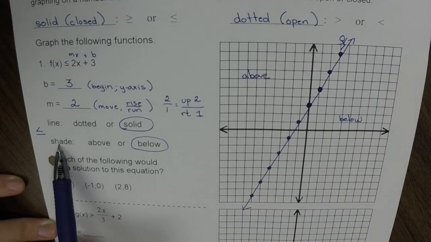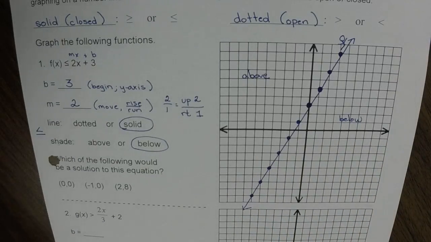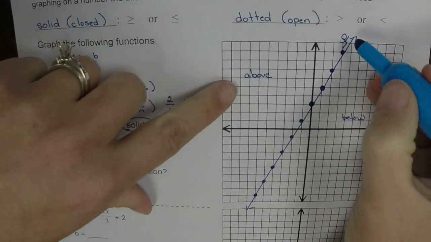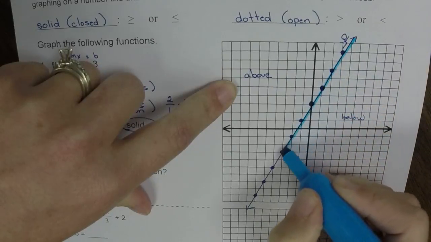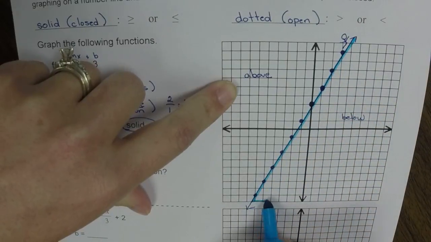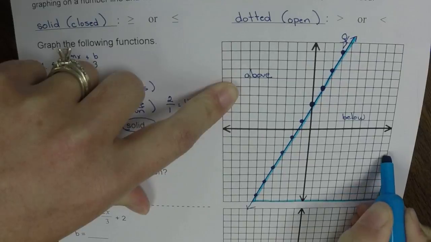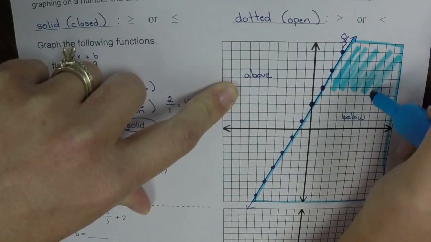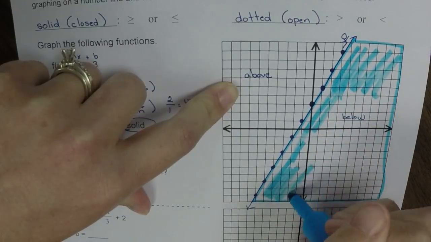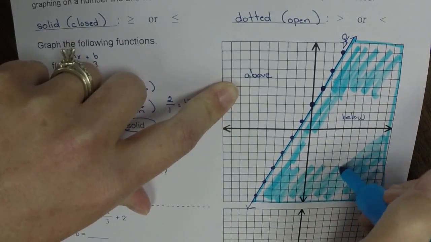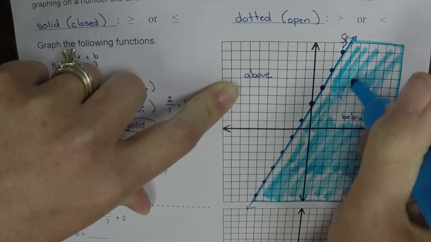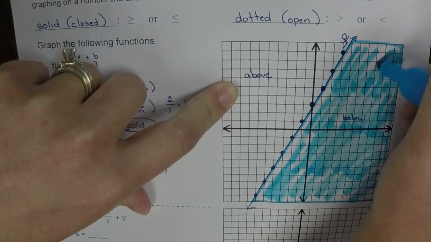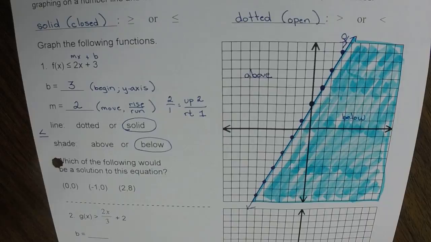I'm supposed to shade below. I would suggest a highlighter just because it's the easiest way to shade. You could go down your line since it's solid and then come across for the rest of your graph, and then all of this is what you would color in. Now, if it's a small graph like the ones on your worksheet, you could make it pretty well colored in. But for this purpose, I'm just going to shade it lightly.